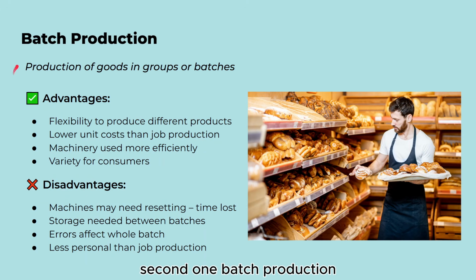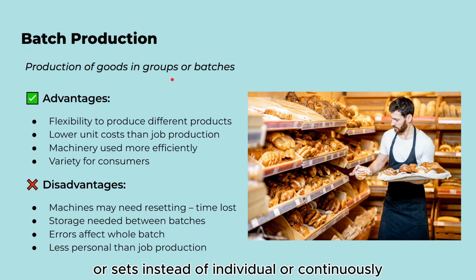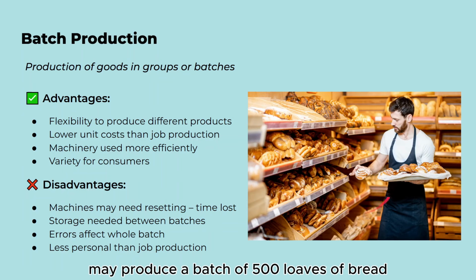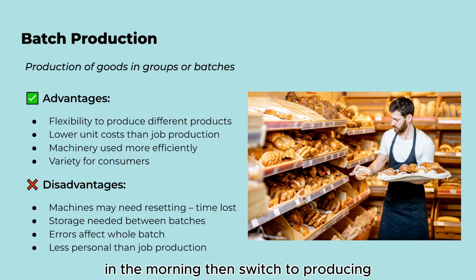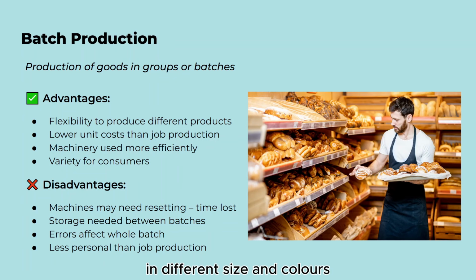Second one, batch production. Batch production is when goods are made in groups or sets, instead of individually or continuously. A bakery, for example, may produce a batch of 500 loaves of bread in the morning, then switch to producing a batch of cakes in the afternoon. Clothing manufacturers also use batch production to make seasonal collections in different sizes and colors.